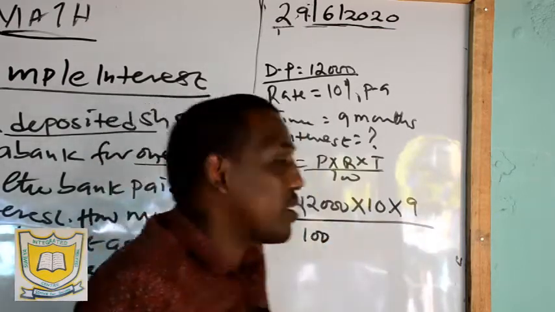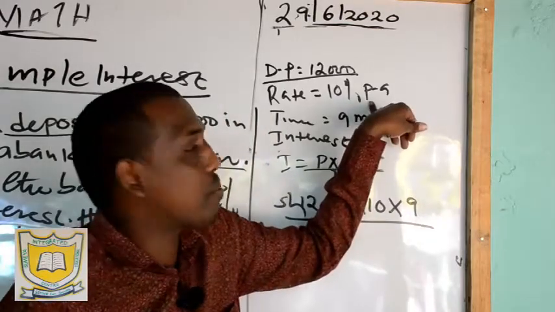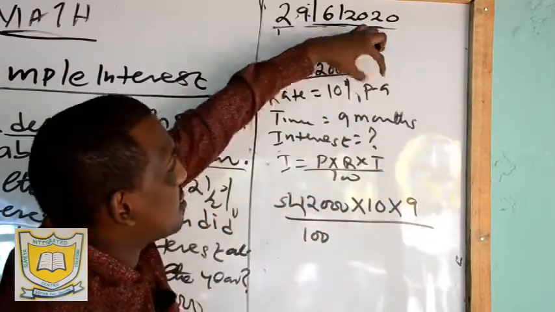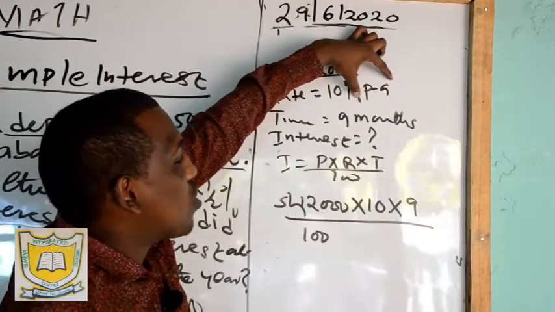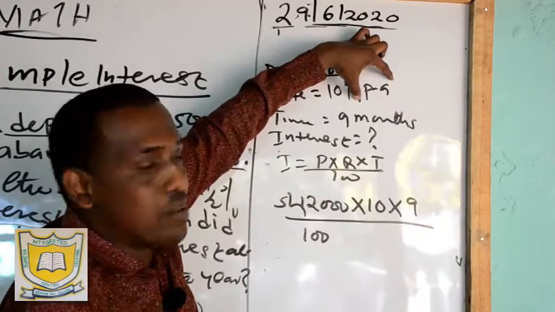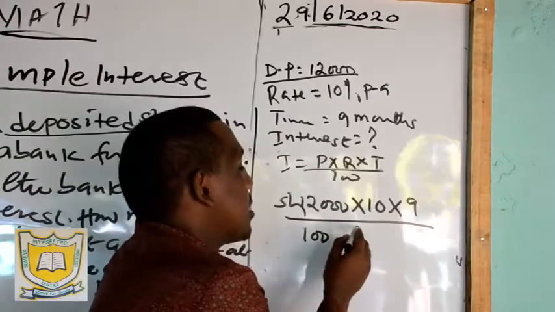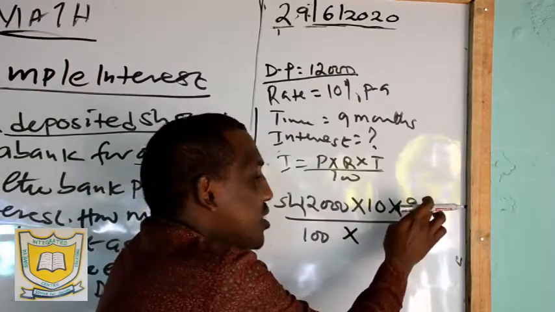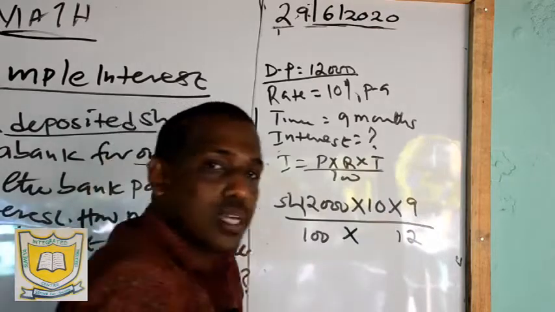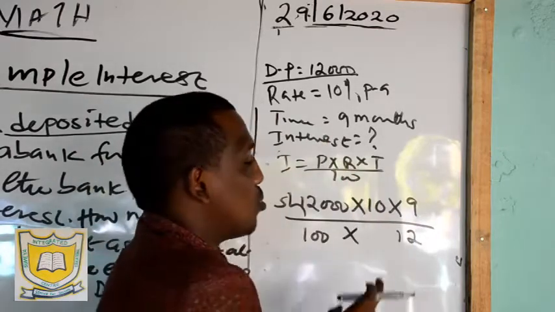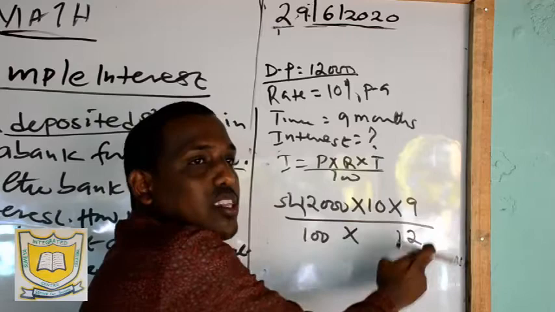What do we do now? This is in months, and the rate is per annum. Per annum means by year. So if the rate is per annum, we change the time, the months, into years. So we say the time is 9 over 12, because we are changing the months into years. Whenever you are given months and the rate is per annum, you say over 12 to change the months into a year.